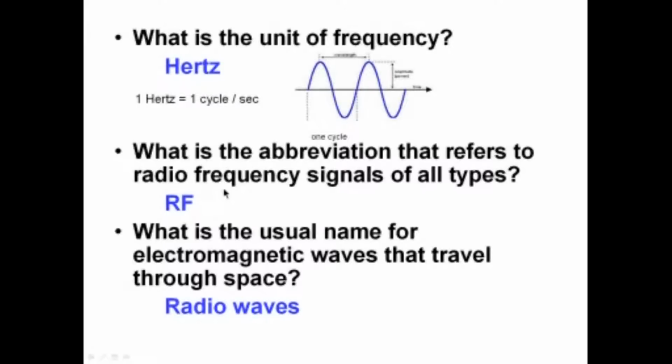What is the abbreviation that refers to radio frequency signals of all types? It is RF, for radio frequency. What's the usual name for electromagnetic waves that travel through space? We call them radio waves. Electromagnetic waves that travel through space are called radio waves. Any questions on that?